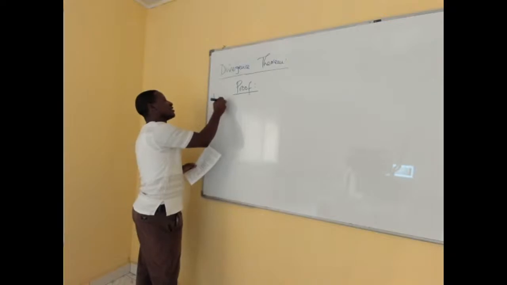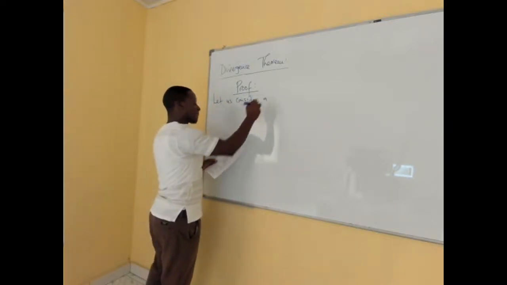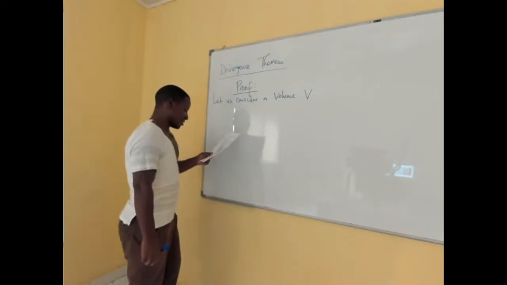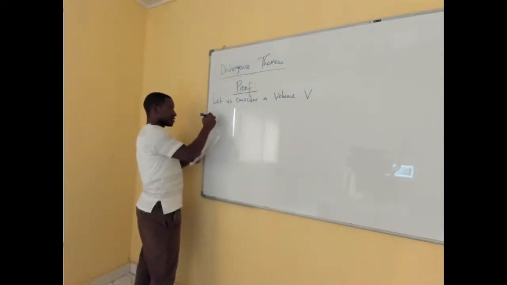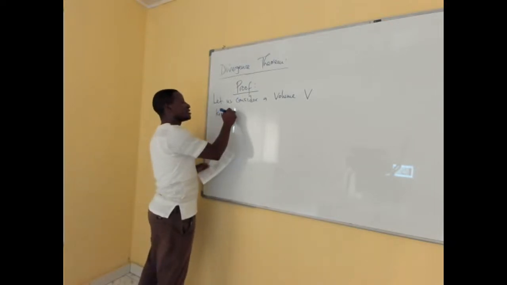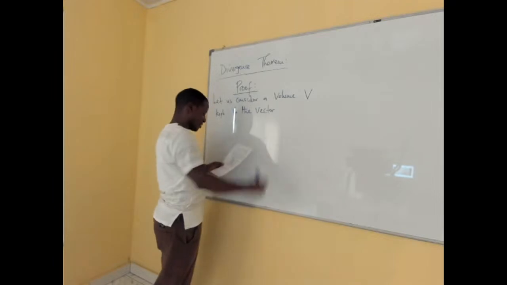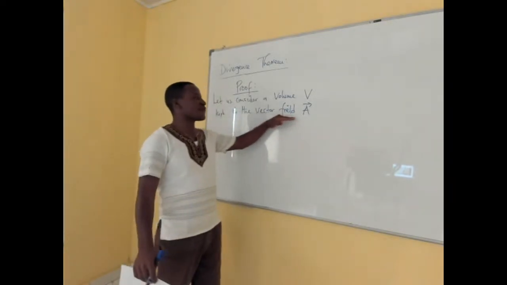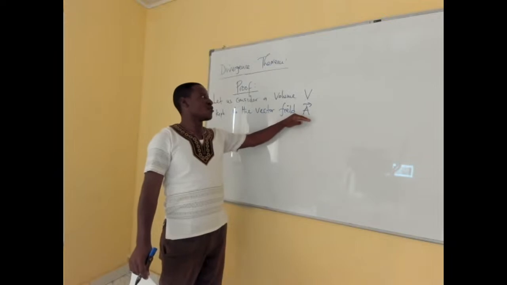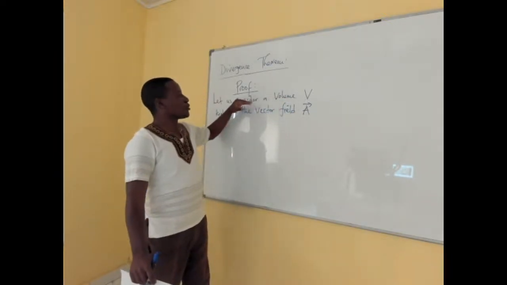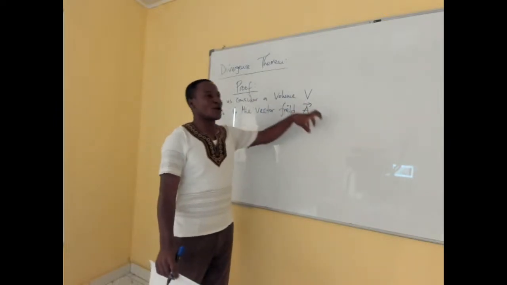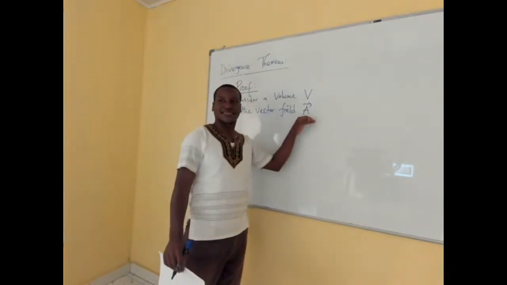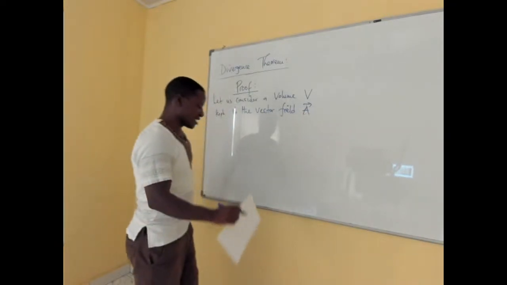So we are saying, let us consider a volume which we are calling V, which is kept in the vector field A. You should look at this vector field A as an electric field, where you have a box which has volume V, placed in a vector field or an electric field of strength A. That is how we look at it.